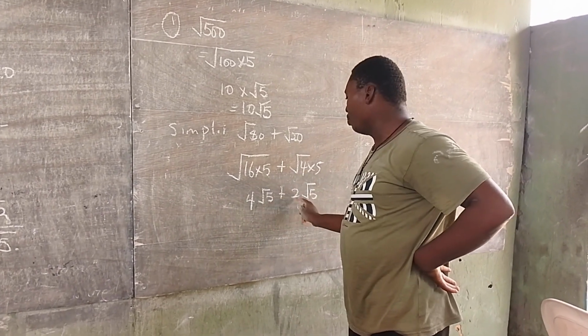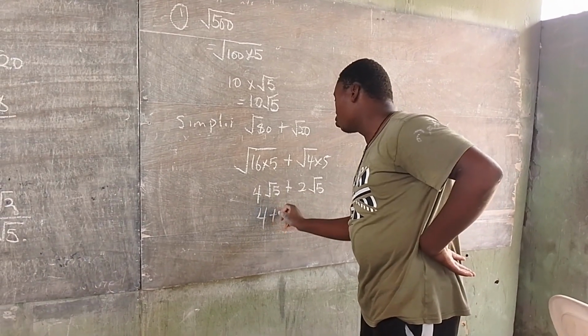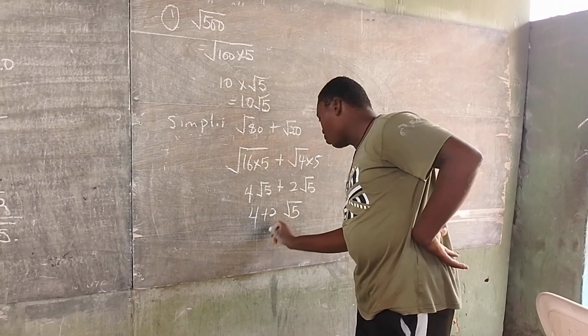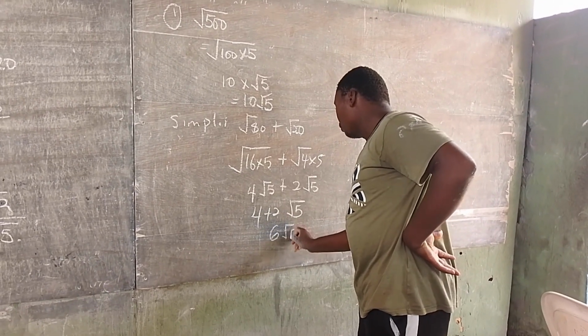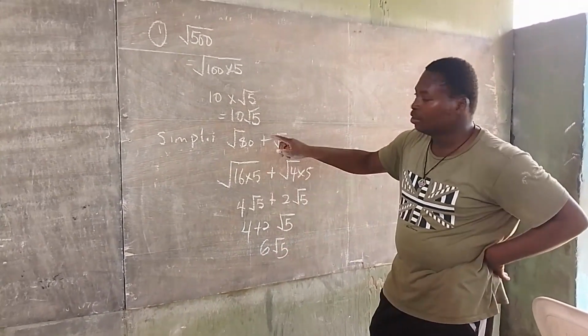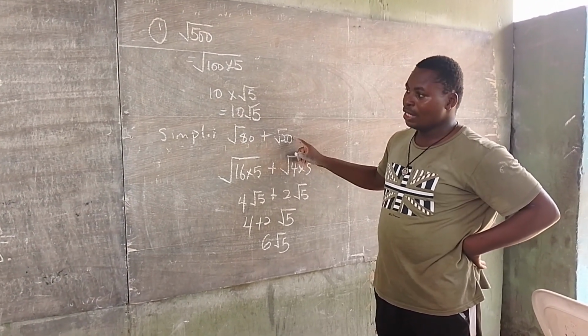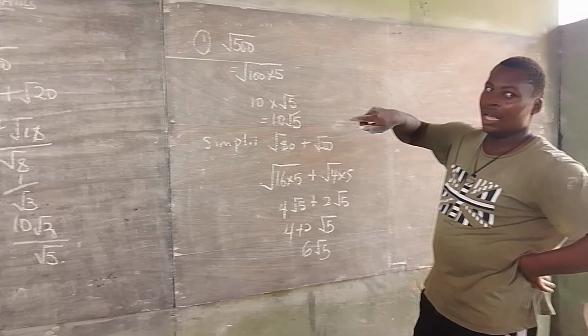Now we have something like this: 4 plus 2 root 5. So 4 plus 2 is 6. We have 6 root 5. So this is the answer to this question, root 80 plus root 20.